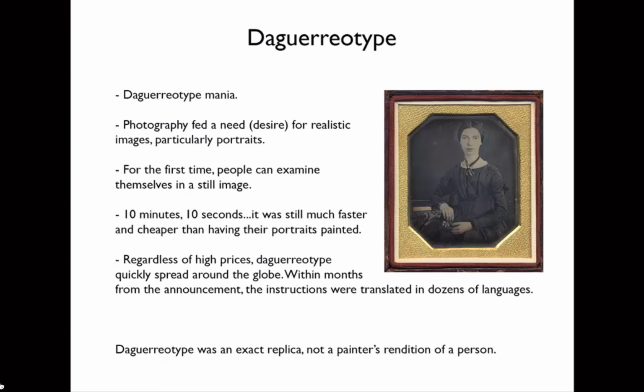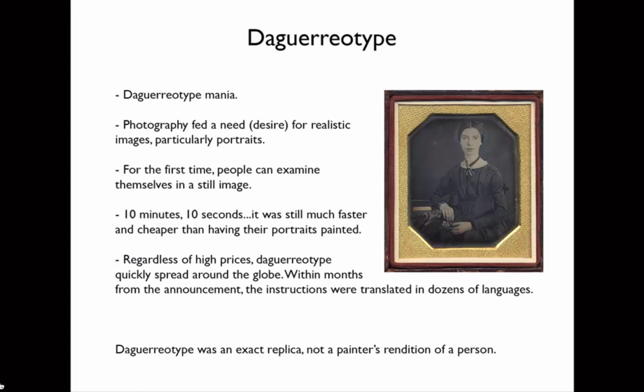And it doesn't really matter if, in comparison to today's exposures, those exposures were still too long, 10 minutes, 10 seconds, whatever it is, it was still much faster and cheaper than having their portraits painted. Because that was the only way in which portraits and images could have been done. Either you paint them or you draw them, which takes skill and takes time. And again, it's not realistic. Now, regardless of high prices, the daguerreotype quickly spread around the globe. And within months from the announcement, the instructions were translated into dozens of languages.